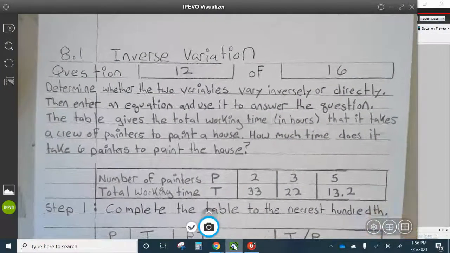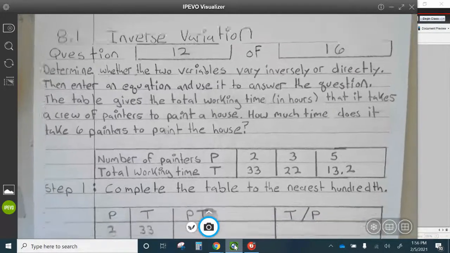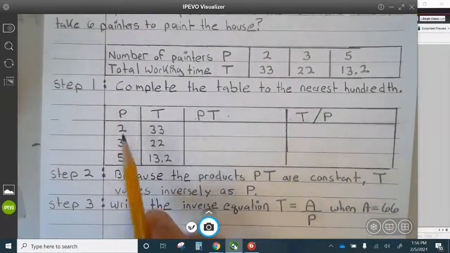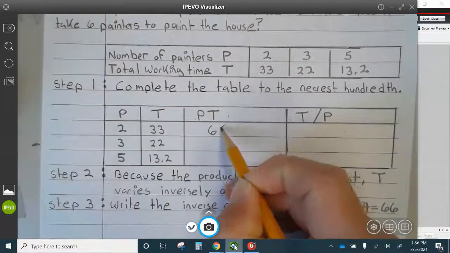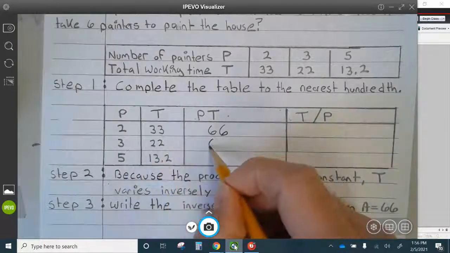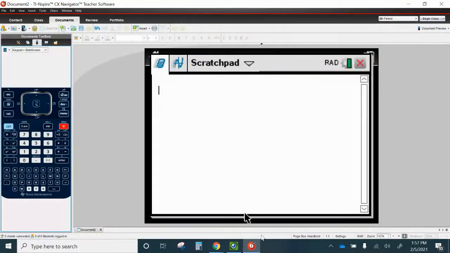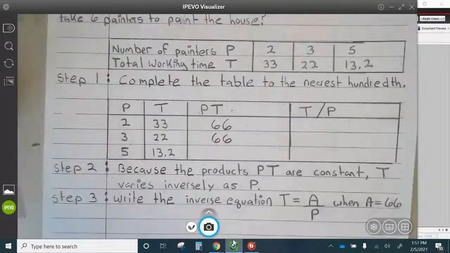Okay, determine whether two variables vary inversely or directly, then enter an equation and use it to answer the question. The table gives the total working time in hours that it takes a crew of painters to paint a house. How much time does it take 6 painters to paint the house? Okay, so we have our table. Now we're going to complete our table. So we're going to do P times T. Well, 2 times 33 is 66. 3 times 22 is 66. So now we can do 5 times 13.2, which is 66. Okay.